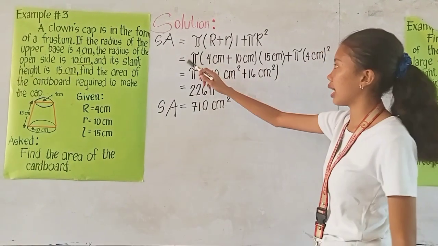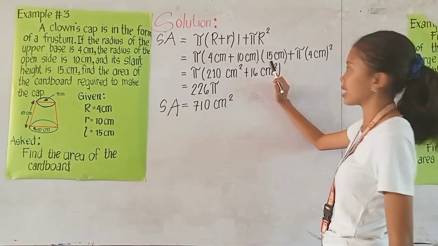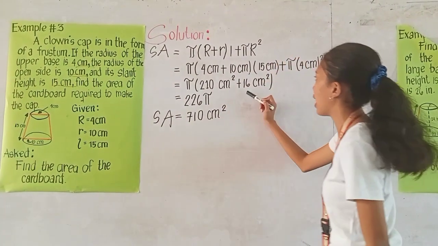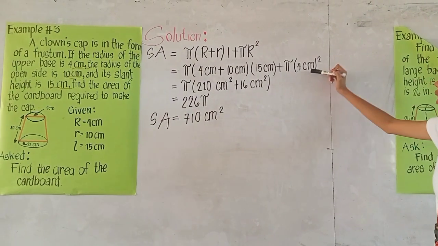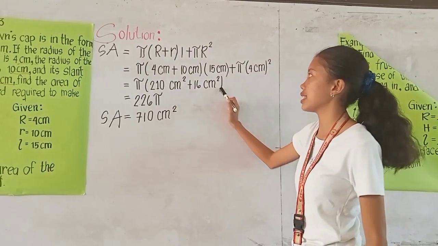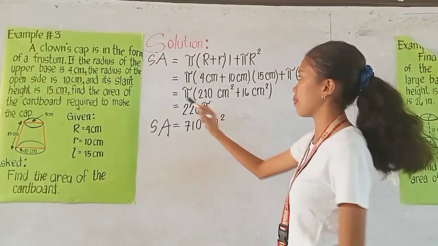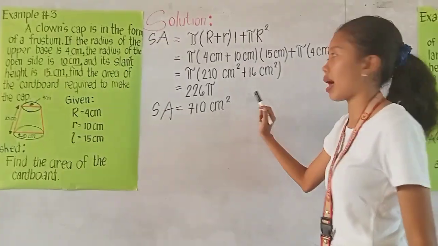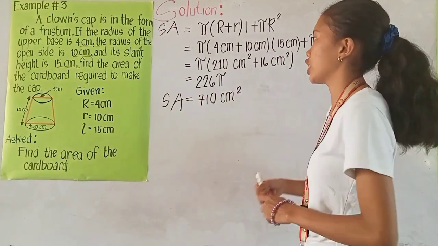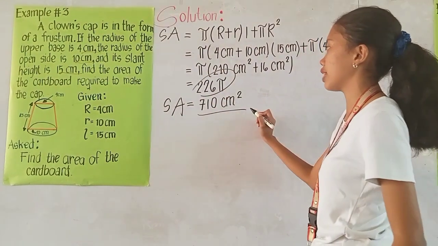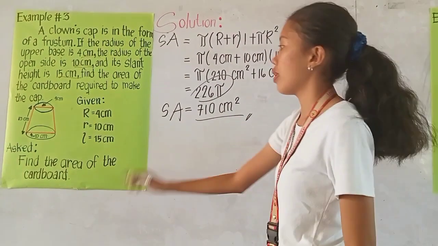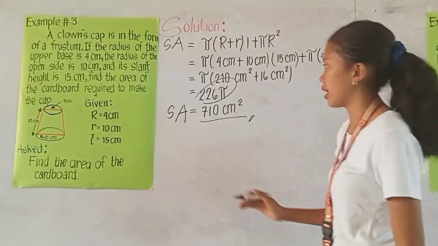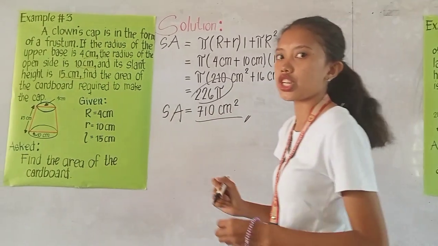Next, we calculate 4 plus 10 centimeters times 15 centimeters equals 210 centimeters squared, plus 4 squared equals 16 centimeters squared. So, we factor out pi, then calculate, and 226 pi is the answer. If we calculate this 226 pi, the result is 710 centimeters squared. Therefore, the area of the cardboard required to make the cup is 710 centimeters squared.